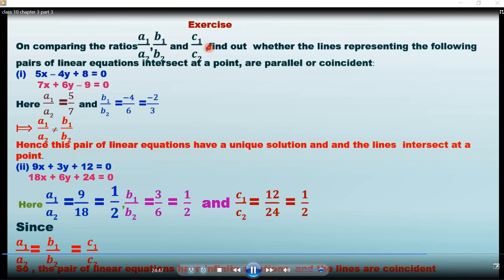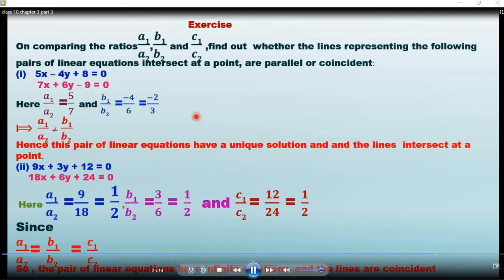Here we are starting the exercise. The first sum is over here. As I already told you, the ratio A1 by A2 will be taken first. Here it is 5 upon 7. In the second step, you will take the ratio B1 by B2. Here you see the ratio is minus 4 upon 6. When you simplify it, you get minus 2 upon 3.